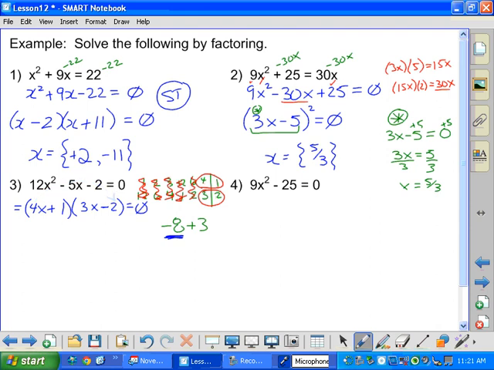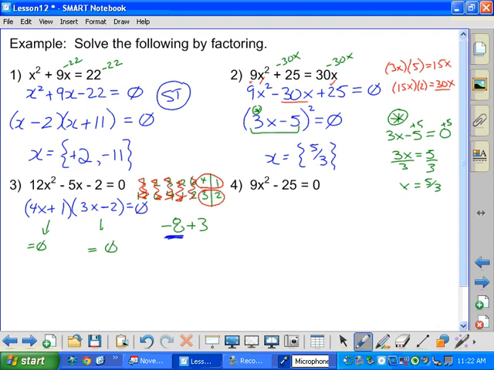Oh, and I have way too many equal signs. Whoa, that is a huge error. One equal sign per line. Not good. All right, so now I need to make each of these brackets equal 0.